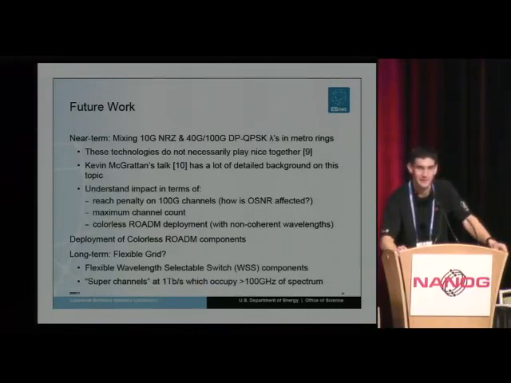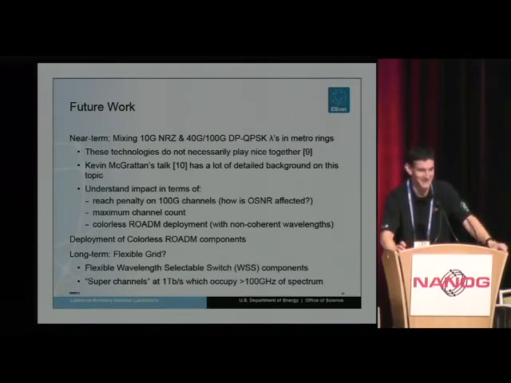In the future, we still have a lot of work to do, obviously, to finish the build and do the transition. Some of the things that we're interested in looking at are, we're going to be mixing 10 gig on-off keying with the 100 gig DP-QPSK. These technologies do not really play well together. We don't completely understand what the impact of doing that is going to be.